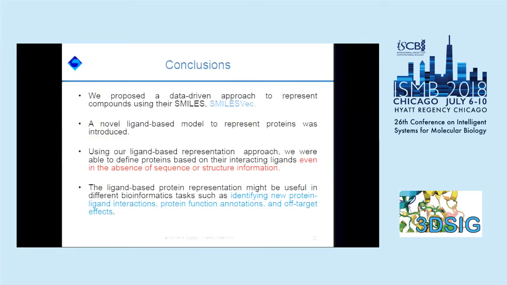So in conclusion, we propose an approach to represent ligands using their SMI string that we called SMI-SIG, and it provided competitive scores with the fingerprint representations, and we also proposed an approach to represent proteins using their interacting ligands, and this approach also performed well even in the absence of any sequence or structure information of the protein. And we can especially suggest this approach to identify new protein-ligand interactions or protein function annotations.